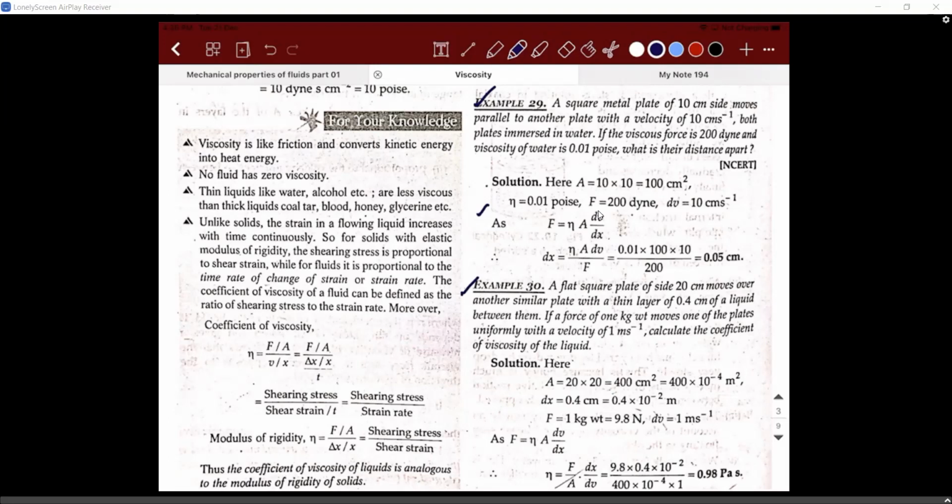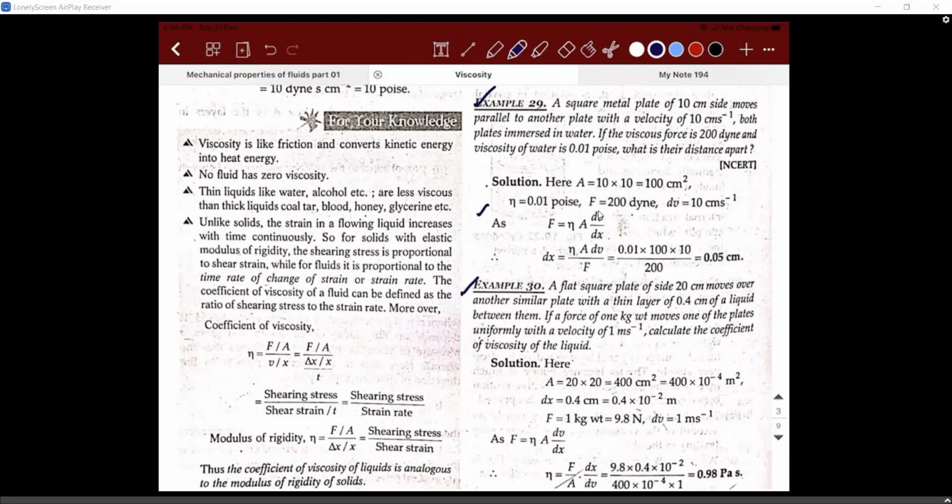If the force of 1 kilogram weight, see, 1 kilogram weight is generally 9.8 Newton. That's not mostly used in NCERT, but if at all you get it in the future, understand. 1 kilogram weight is nothing but the weight experienced by 1 kilogram of substance, which is 1 into 9.8, so 9.8 Newton. That is the meaning of it. So 1 kilogram weight moves one of the plates uniformly with a velocity of 1 meter per second. Calculate the coefficient of viscosity.